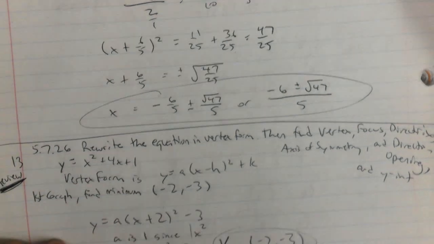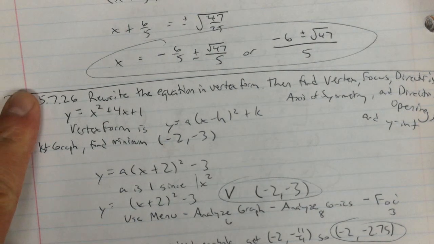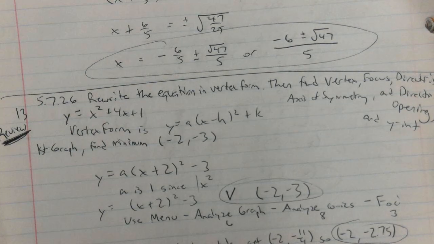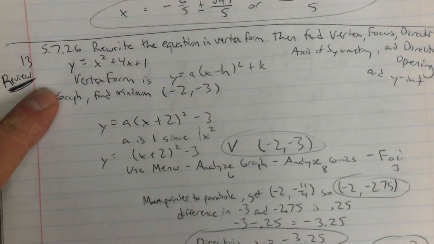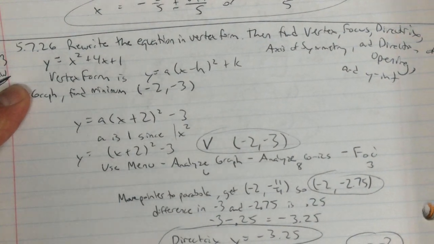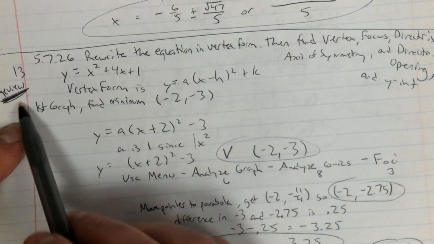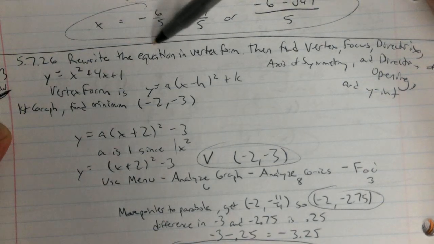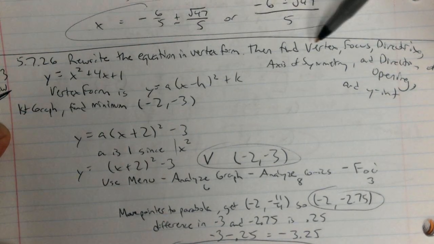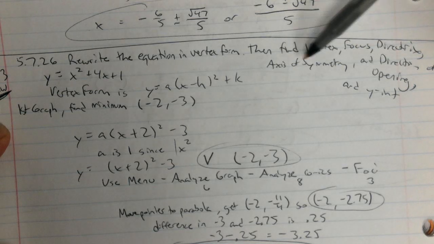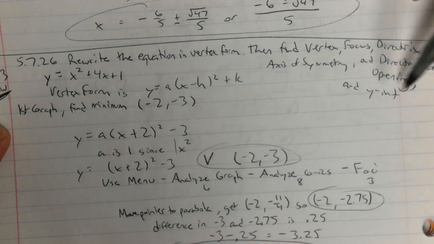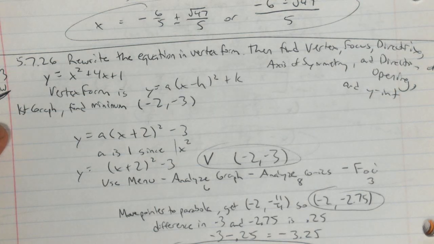Now they also, in this section, which still says 5-7, it's 5-7-26, want you to do some things we did in some earlier sections. So that's why I put review here. It says rewrite the equation in vertex form, then find the vertex, focus, directrix, axis of symmetry, the direction of the opening, and the y-intercept. So this one problem has a lot of answers.